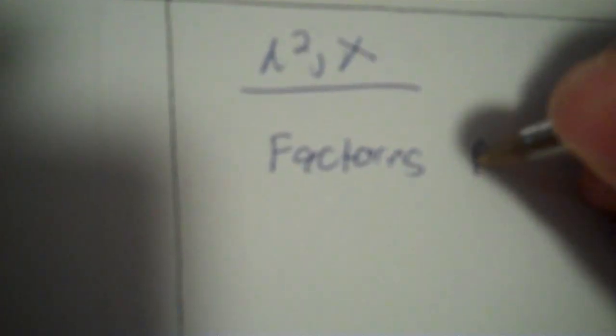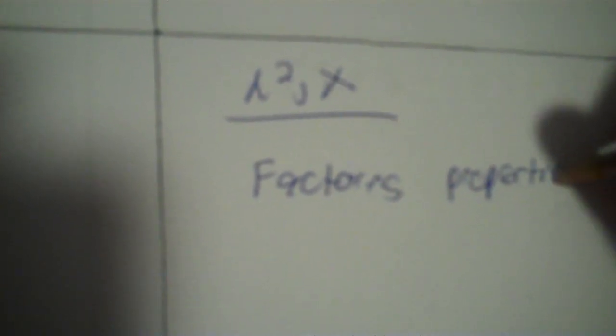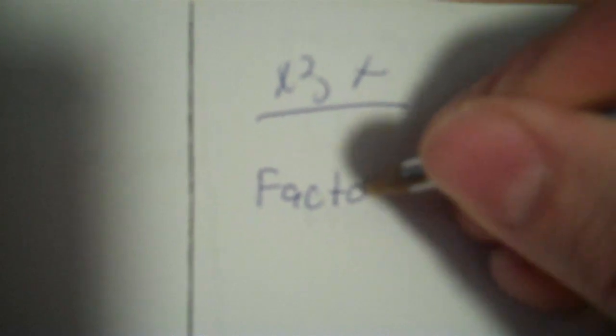Okay, we have x to the second, and we have x to the first. You are using factoring properties. You have x to the second, and you have x. You are again using factoring properties. We've got x to the second and x to the first. Again, you are using factoring properties.